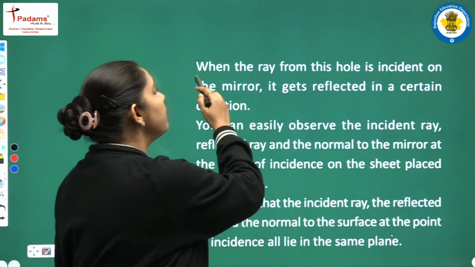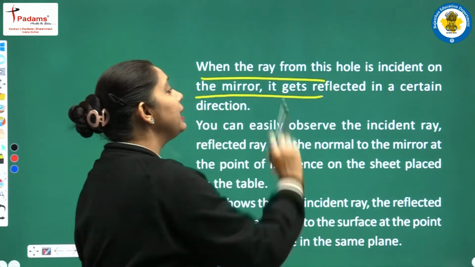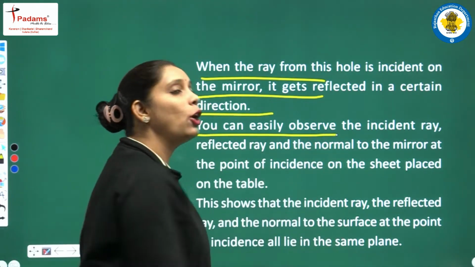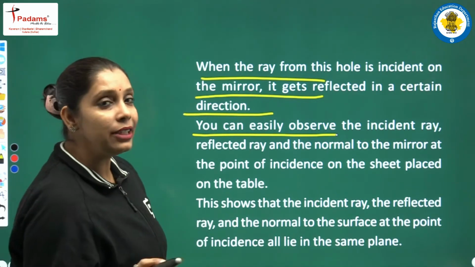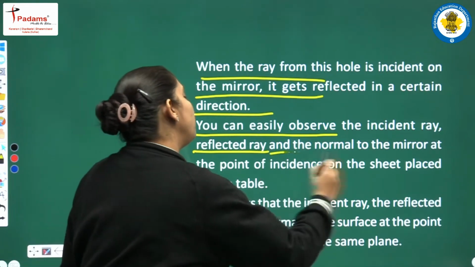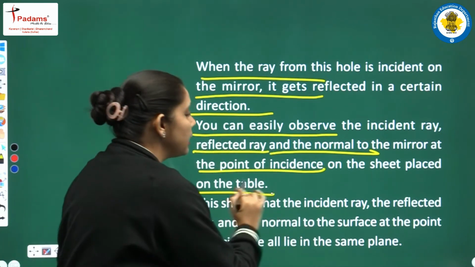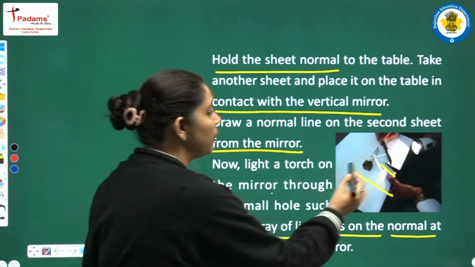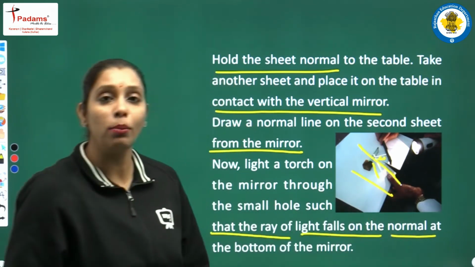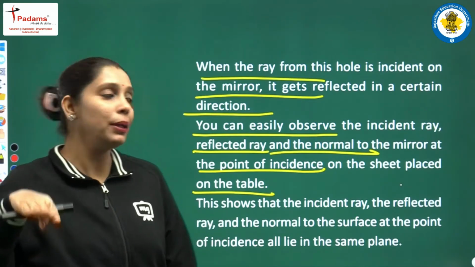Further, when the ray from this hole is incident on the mirror, it gets reflected in a certain direction. You can easily observe the incident ray, reflected ray and the normal to the mirror at the point of incidence on the sheet placed on the table. Have a look again on the diagram. This is your incident, this is your reflected and this one is your normal. So ये सारे के सारे कहाँ हैं? On the same plane. Clear everybody?